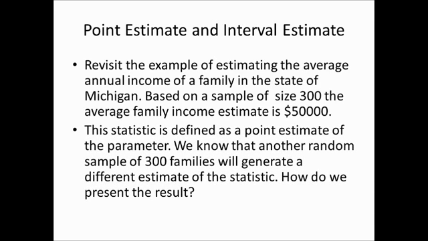This statistic of $50,000 is defined as a point estimate of the parameter. We know that if we take another random sample of 300 families, we'll generate a different estimate of the statistic. How do you present the result?